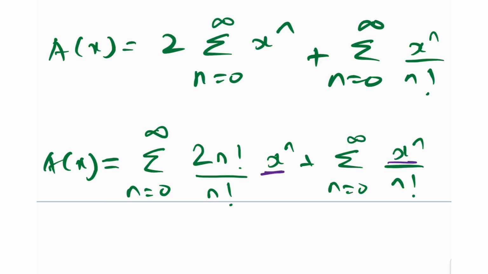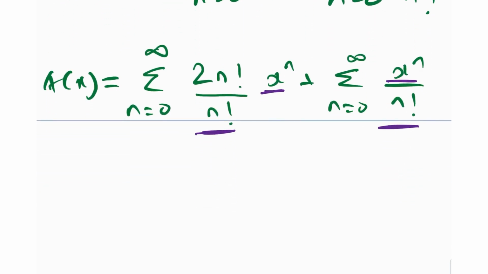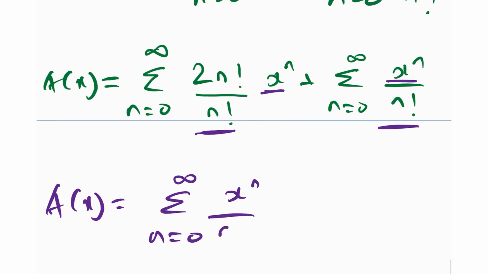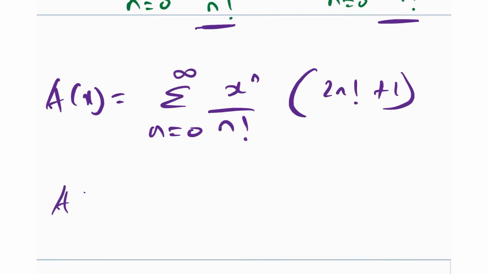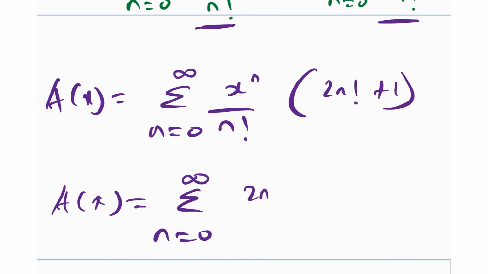x raised to the power n is common in both summations. n factorial in the denominator is also common in both summations. So I can take those things common and put it into just one summation. x raised to the power n divided by n factorial is common, right? So I can just put it into one summation. What is left? 2 times n factorial plus 1. So basically, A(x) is nothing but summation from n equal to 0 to infinity of (2 n factorial plus 1) divided by n factorial times x raised to the power n.